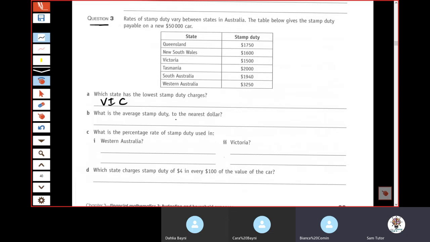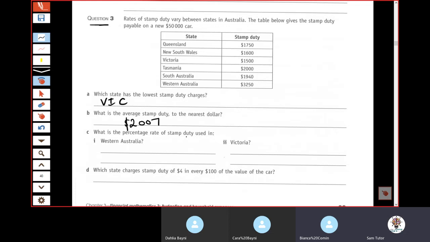For being rounded, I got $2,007. 2007. Yeah. Six. Yep.